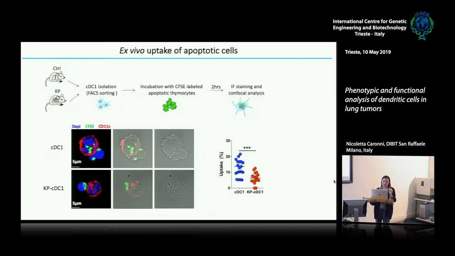In order to be sure that the defect was cell intrinsic and didn't come from, for example, the localization of DC1 in the tumor, depending on the accessibility of the tissues for the apoptotic cells, we decided to perform an ex vivo uptake experiment. In this case, we sorted cDC1 from control and KP lungs and incubated them ex vivo with apoptotic tumocytes. This time we stained them with CFSE, and after 2 hours, we performed confocal analysis.